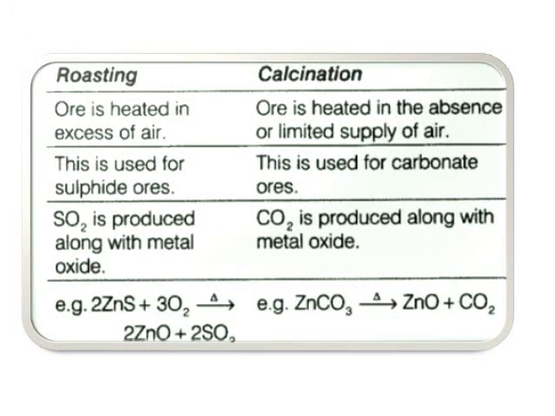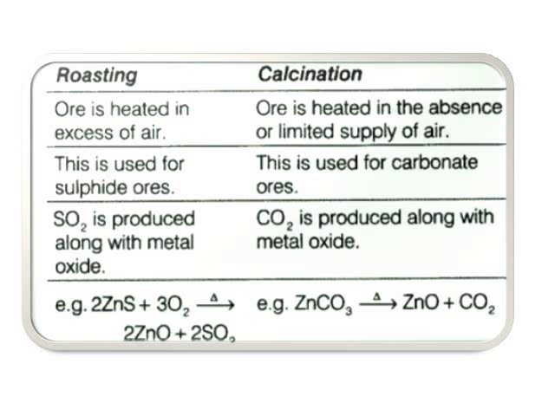Now let us see the highlights of the difference between the two processes, roasting and calcination. In roasting, ore is heated in excess of air. In calcination, ore is heated in the absence or limited supply of air. Roasting is used for sulfide ores. Calcination is used for carbonate ores.